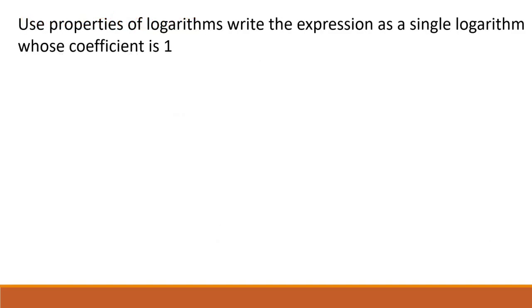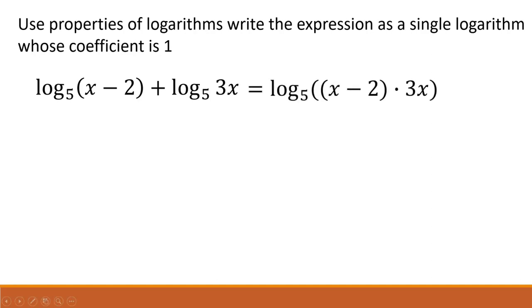Now let's use the properties of logarithms to write an expression as a single logarithm with a coefficient of 1. Our expression consists of two logarithms that are added together, so we can use our property that says that we can combine those as a single log of the product of those two expressions.